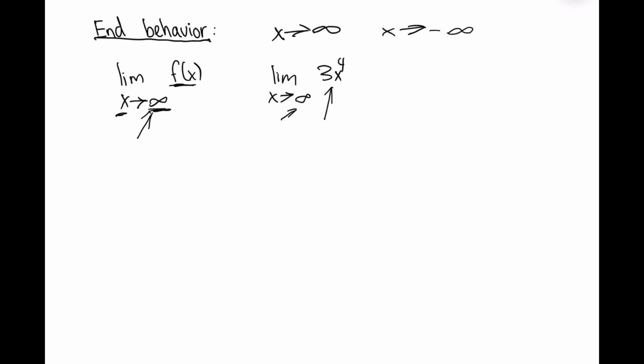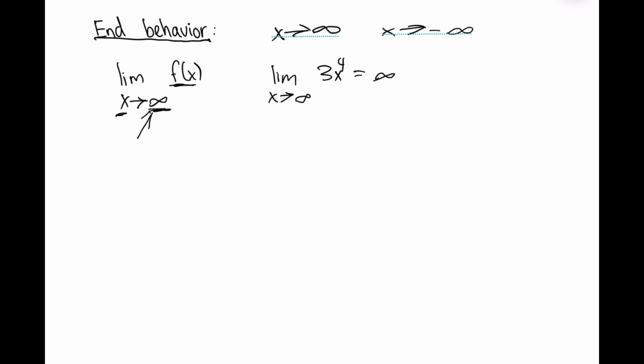So now as x gets increasingly big to infinity, 3x to the fourth also gets increasingly big, also to infinity. So the limit of 3x to the fourth power as x approaches infinity will just be infinity. So focus on the highest degree term and it'll tell you the end behavior.